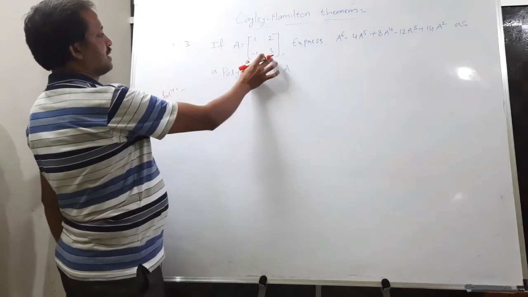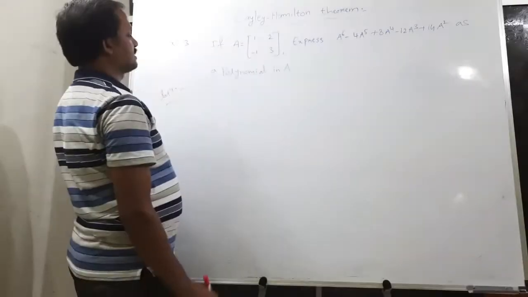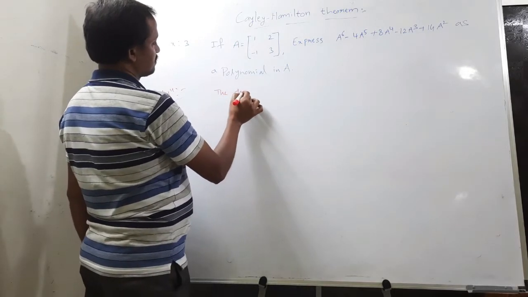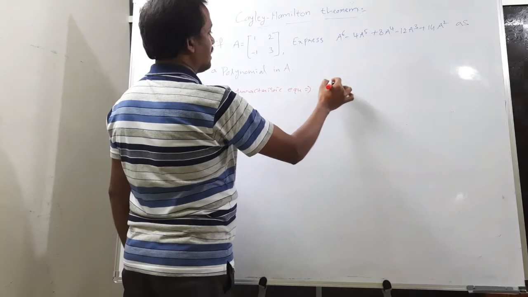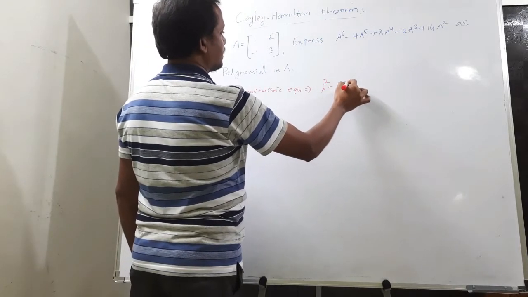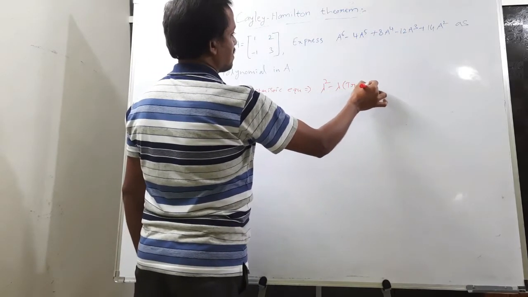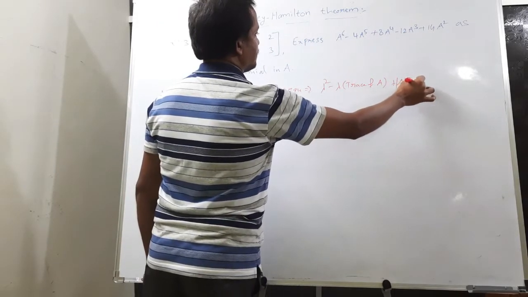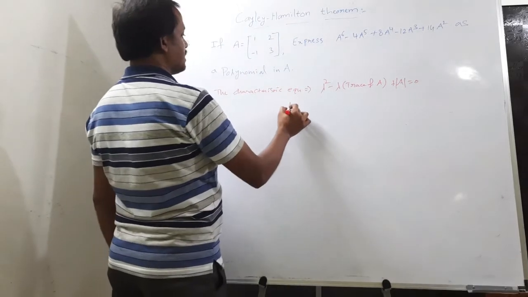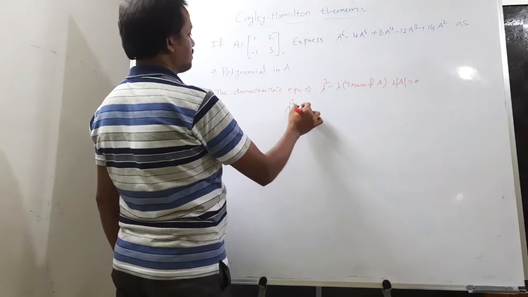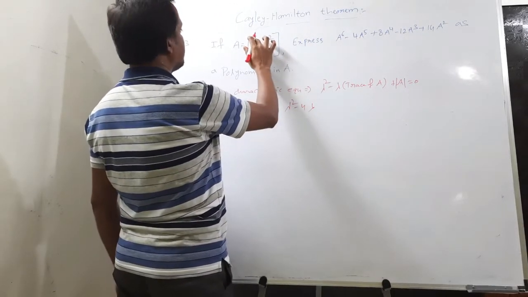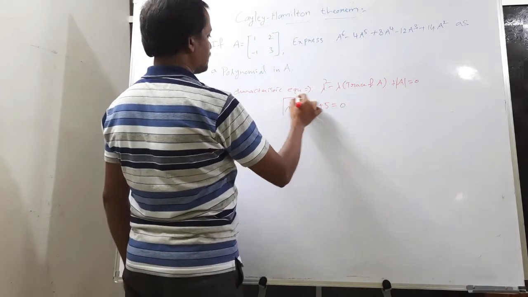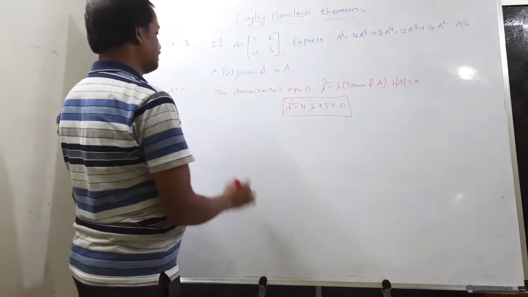So for the given matrix, we need to find the characteristic equation. For a 2 by 2 matrix, the characteristic equation is lambda square minus lambda into trace of A plus determinant of A is equal to 0. So lambda square, what is the trace? 4. So minus 4 lambda, determinant is 3 plus 2, 5, is equal to 0. So this is called the characteristic equation.